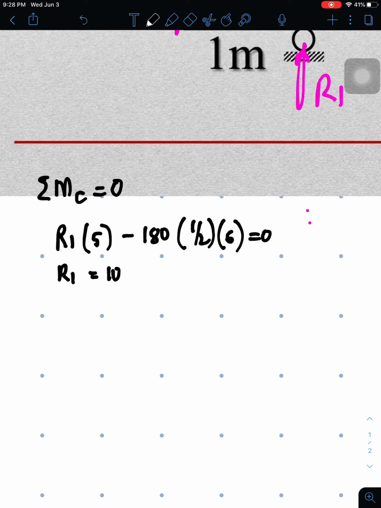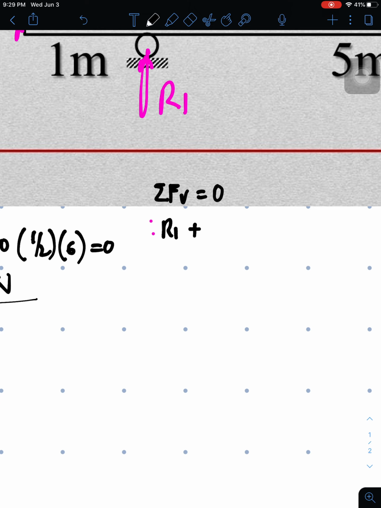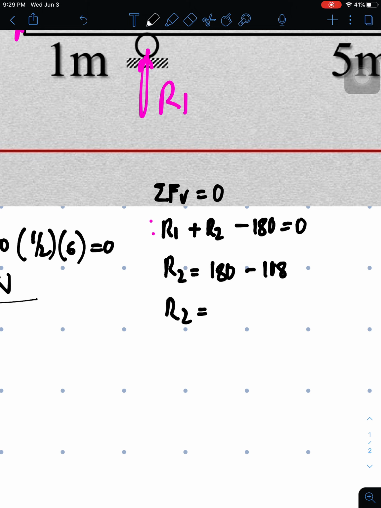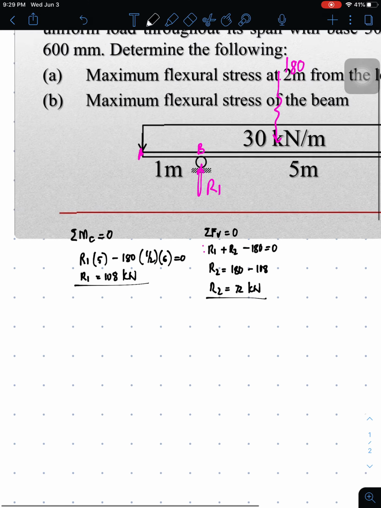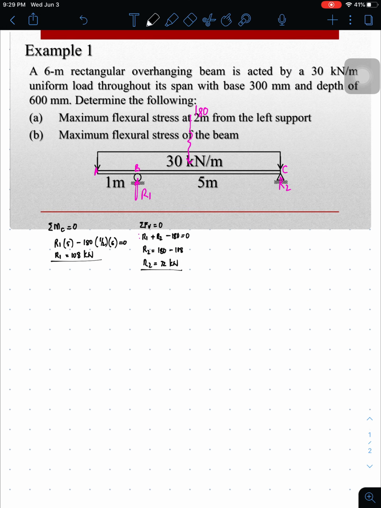All we have to do now is solve for R2 by summing up vertical forces. Upward positive, downward negative. So the vertical forces are R1 plus R2 minus 180 equal to 0. So R2 is 180, transpose this to the other side, then minus R1, which is 108. So R2 is 180 minus 108. This is 72 kilonewtons. So right then and there, we have solved the reactions.